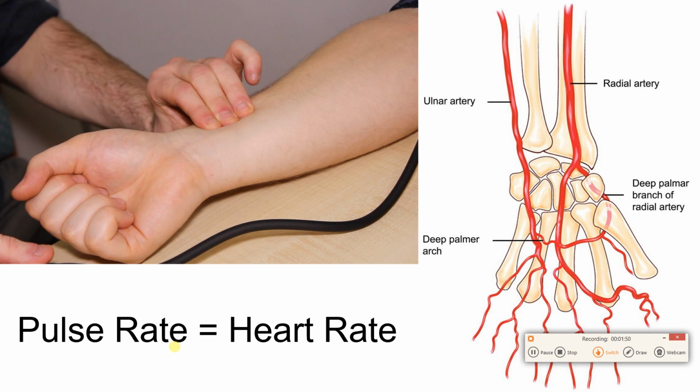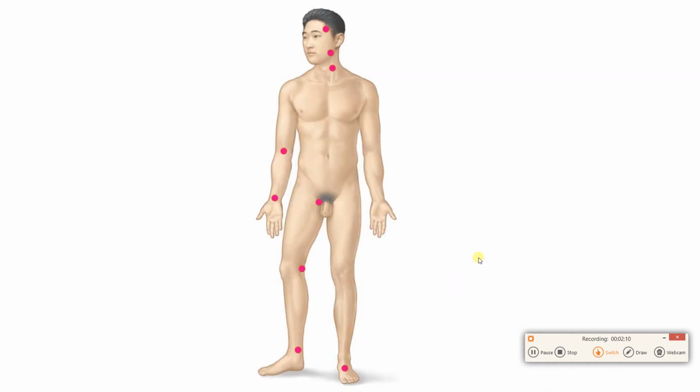So if we measure our pulse rate, say we put our fingers on the radial artery and we count how many times we feel that pulse in 1 minute. Let's say we get 60 pulses per minute. That means our heart rate is 60 beats per minute. Okay. Now, it doesn't matter what artery we choose.